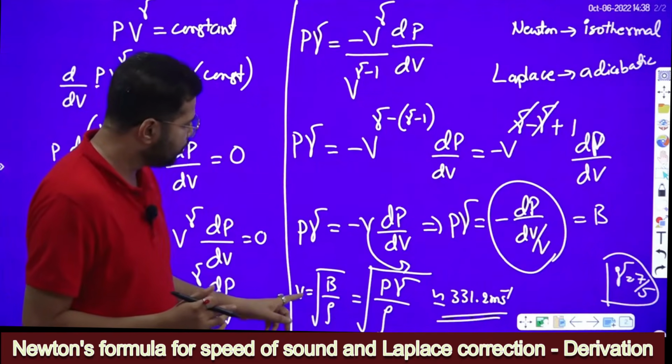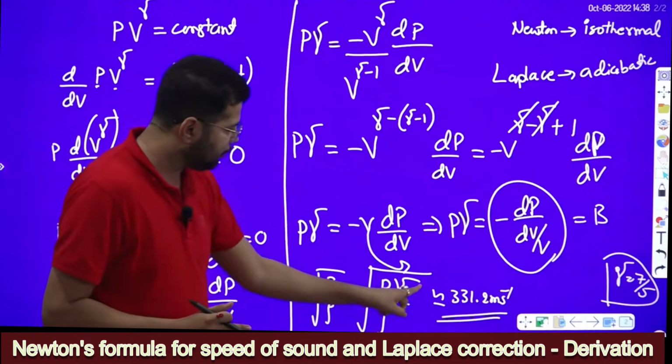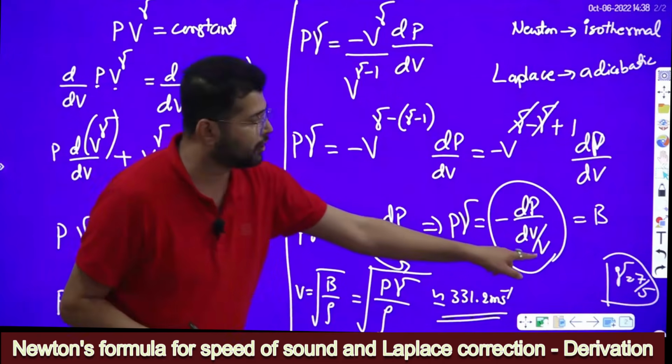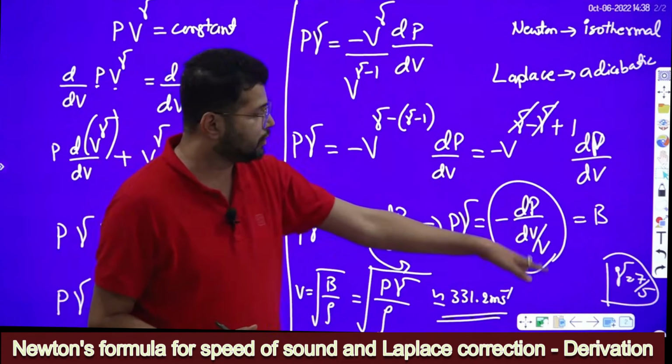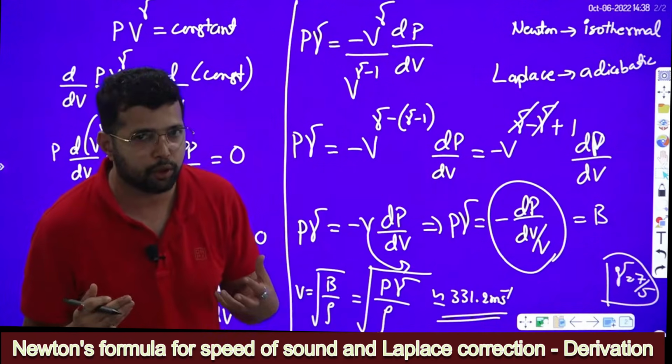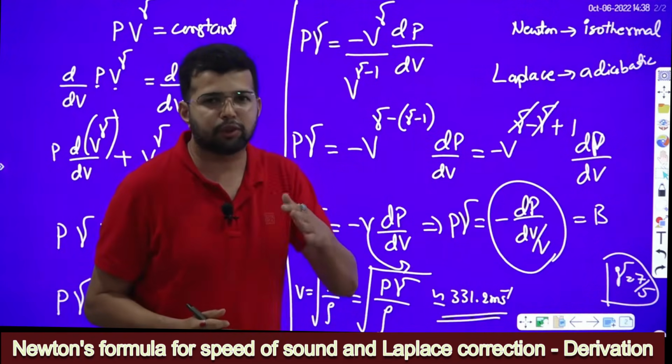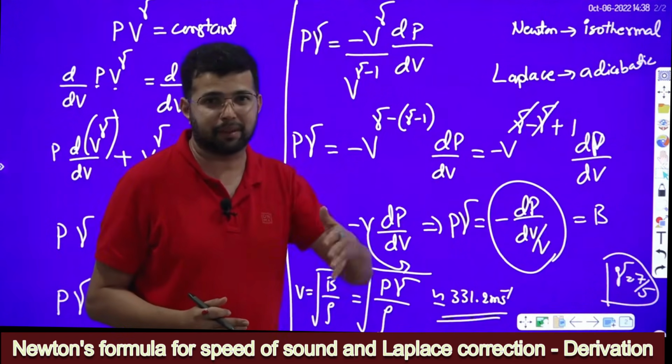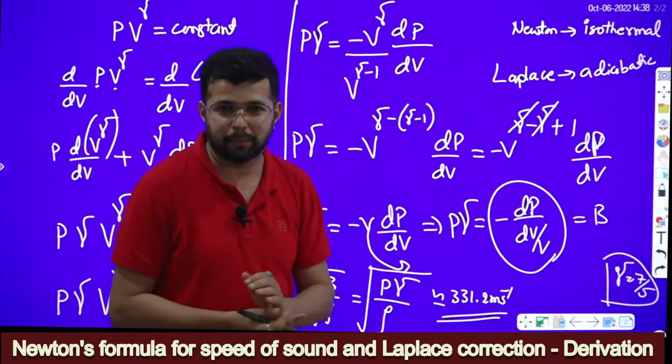Then we have to consider the equation of adiabatic process. When we derive, we will come to know that bulk modulus is equal to P gamma, and if you substitute the value of gamma for air, the gamma value is 7 by 5. If you substitute, you are going to get an answer of 331.2 meter per second, which is almost close to the experimental value at standard temperature and pressure, that is 332 meter per second.